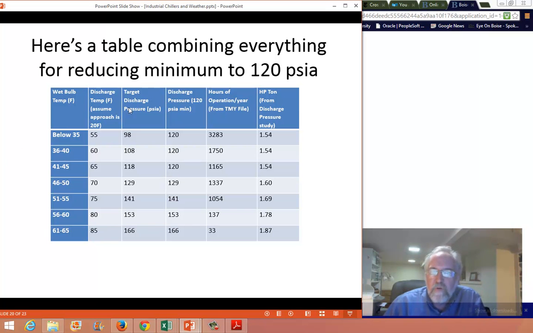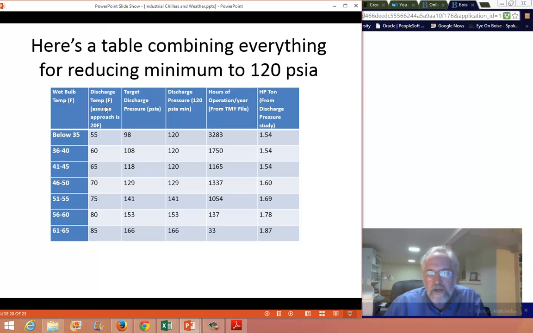Here's the table. So I want to set the minimum discharge pressure to 120 psia. What I have here are those same bins I had on the histogram from the modified TMY file. And then over here are the hours of operation. Again, that's right from the histogram. So that's part of what we're doing here.